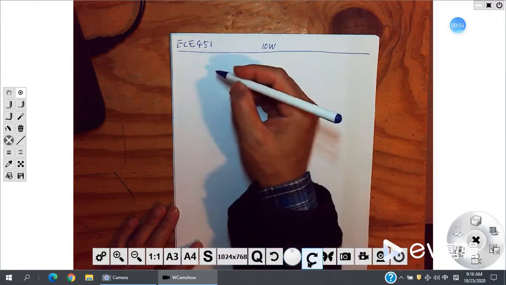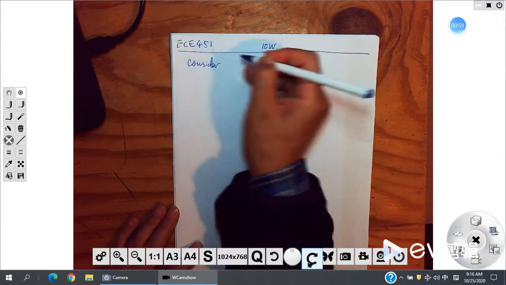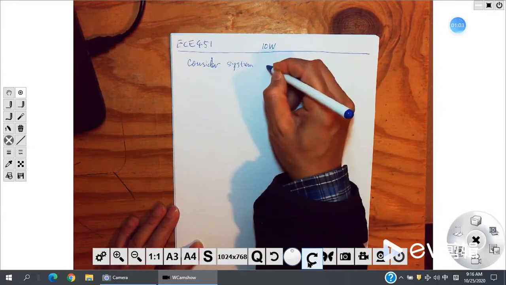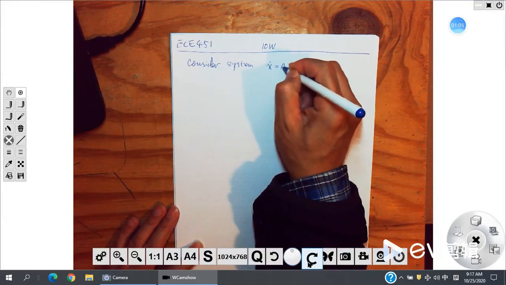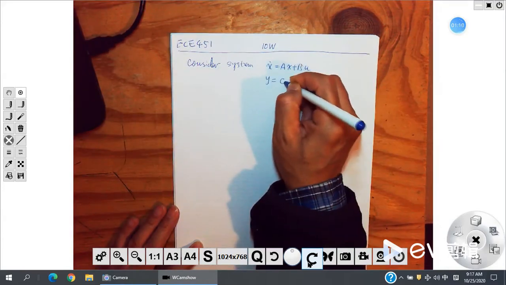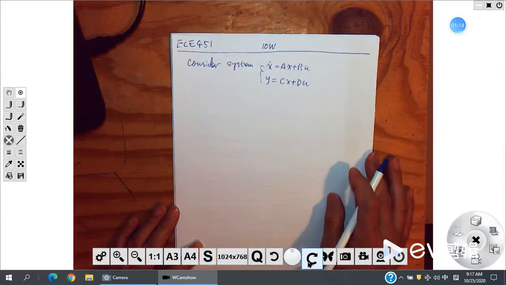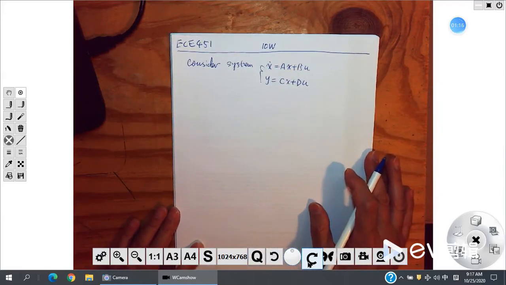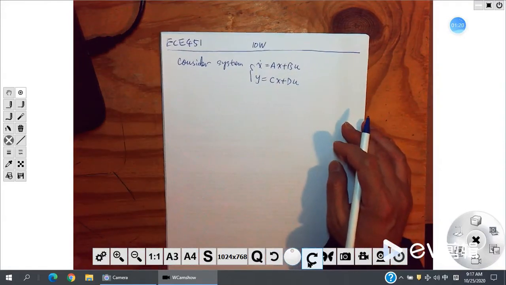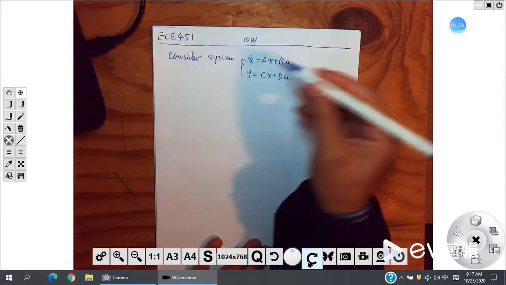Alright, we consider the system x dot equal to Ax plus Bu, y equal to Cx plus Du. So suppose we have a system described this way. It's a matrix form, and now we want feedback. So what is the feedback? Firstly, I give the structure.